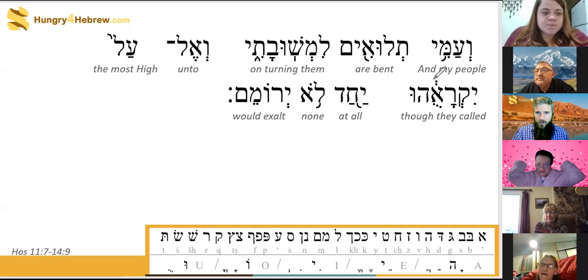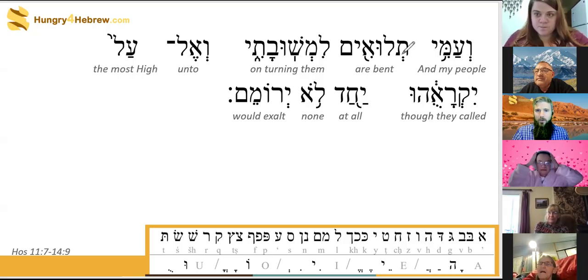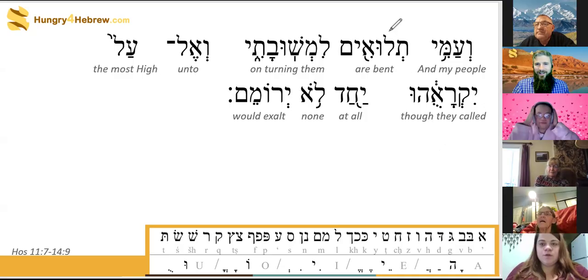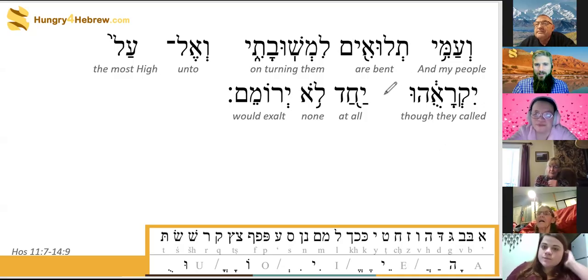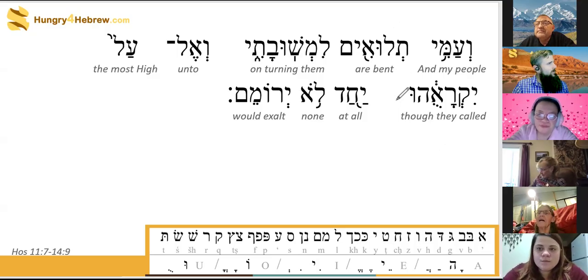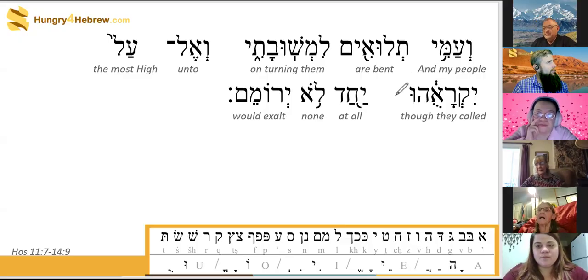Excellent. Okay, so some of these words are pretty easy, and some of them maybe we don't know what they mean right off. Fortunately, we have the interlinear. Ami, my people, tluim. You can see that it says that it means bent. Talui, hanging. No, that's tav lamed yod, whereas this is tav lamed aleph.